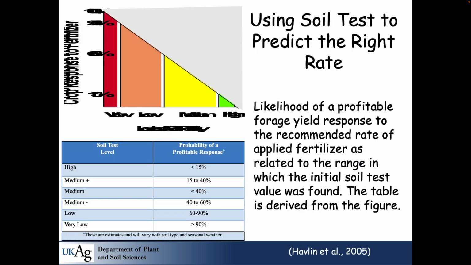It's also associated with the probability of response. In other words, if you have a very low or low, you have a very high probability of a profitable response to that fertilizer addition. If it's very high, you have a very low probability. This figure is converted into this table right here. Even at the medium test level, it's about 50-50. So that's where you might want to think twice about applying fertilizer. But once it reaches low, I think you're pretty much going to see, unless it gets really dry, you're going to see a response.